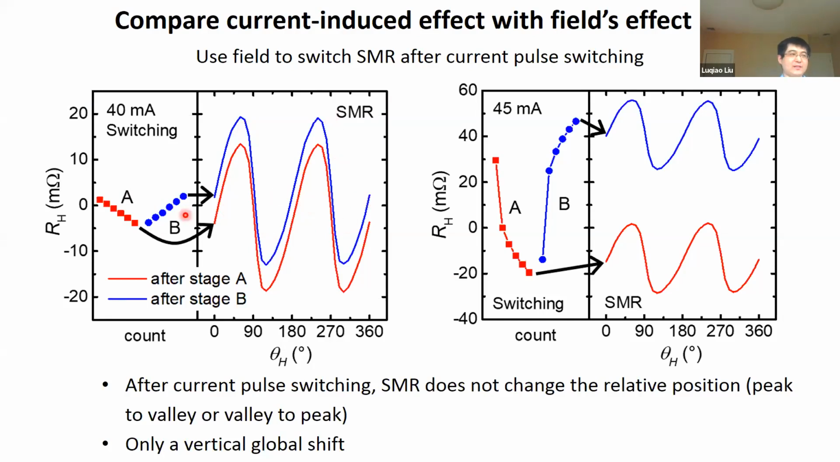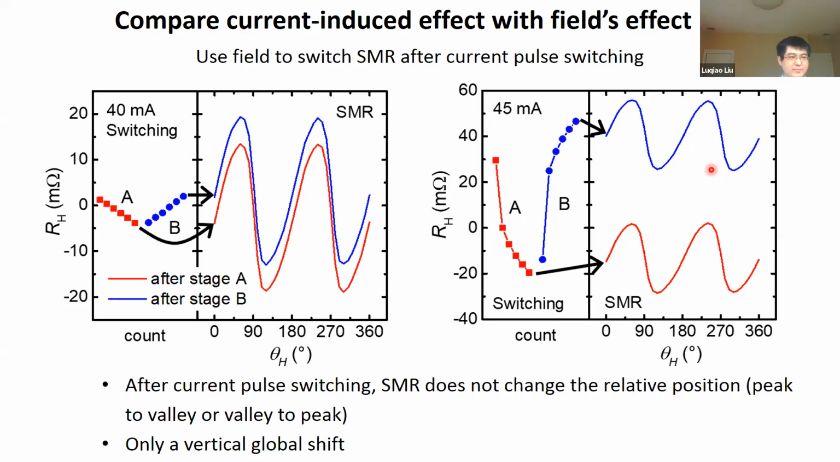And then we can get a relative change in the peak or valley position as told from the SMR curve. Again, what we found is that this kind of current-induced switching is completely unrelated to the field-induced spin Hall magnetoresistance change. So there is no relative change between the peak and the valley position after the current pulse switching. But instead, the current effect simply shifts the overall resistance of the spin Hall magnetoresistance curve. And under some large current, for example in this 45 milliampere case, this overall shift can be even much larger than the total magnitude of spin Hall magnetoresistance caused by field.